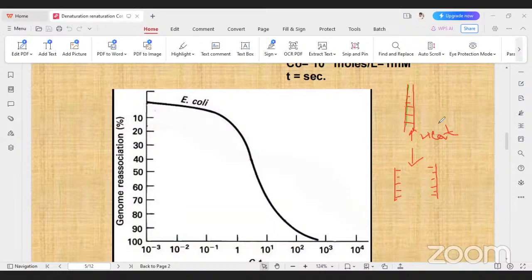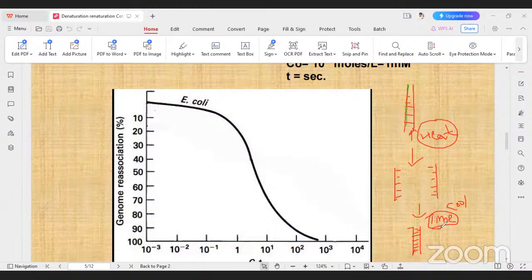After denaturation, when you reduce the heat, these two strands automatically renature, unite, and reassociate again. And we should take the time of reassociation. In what time do they reassociate after denaturation, when they renature?